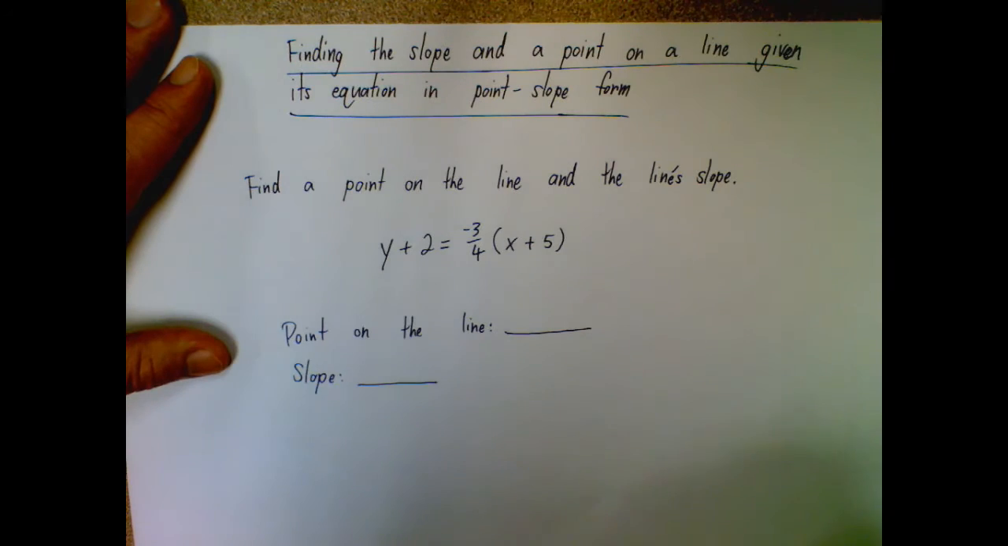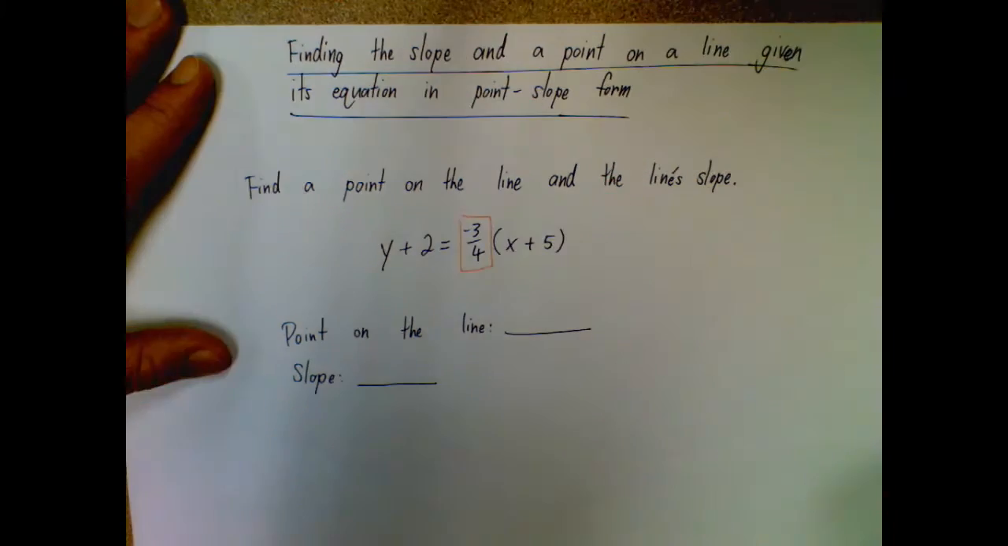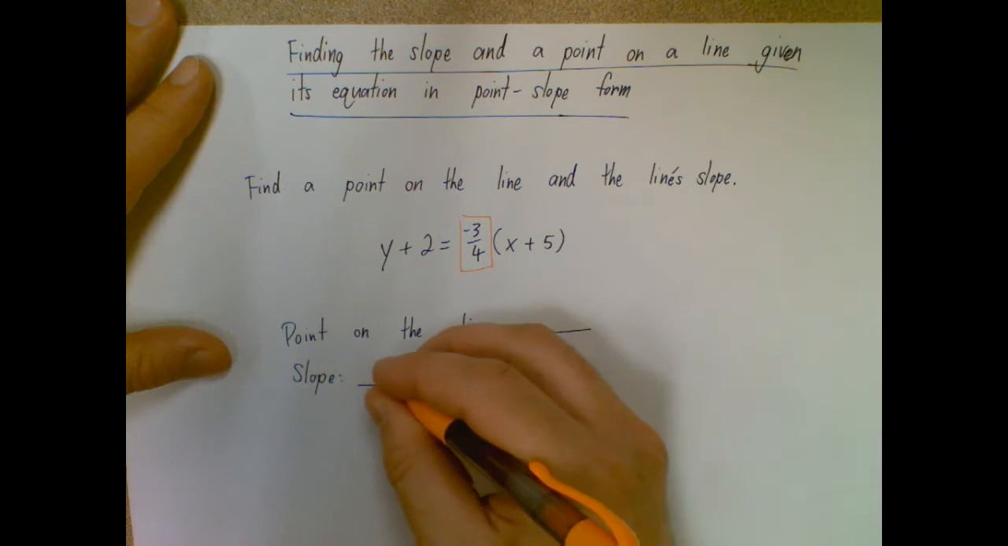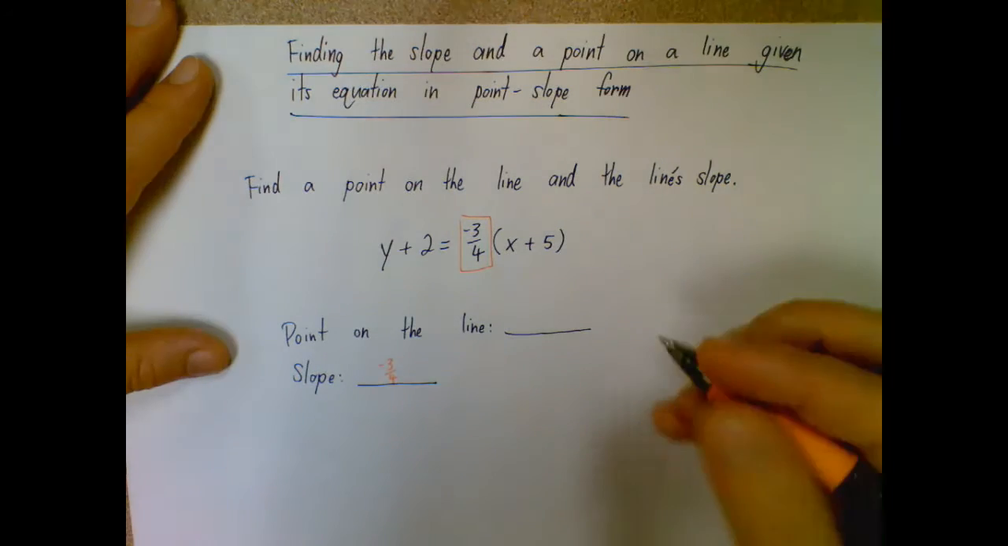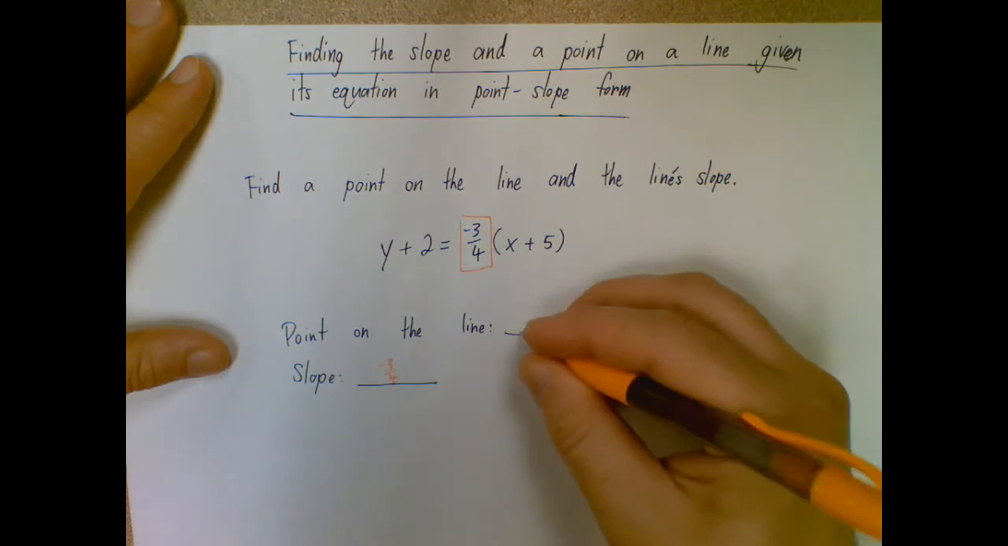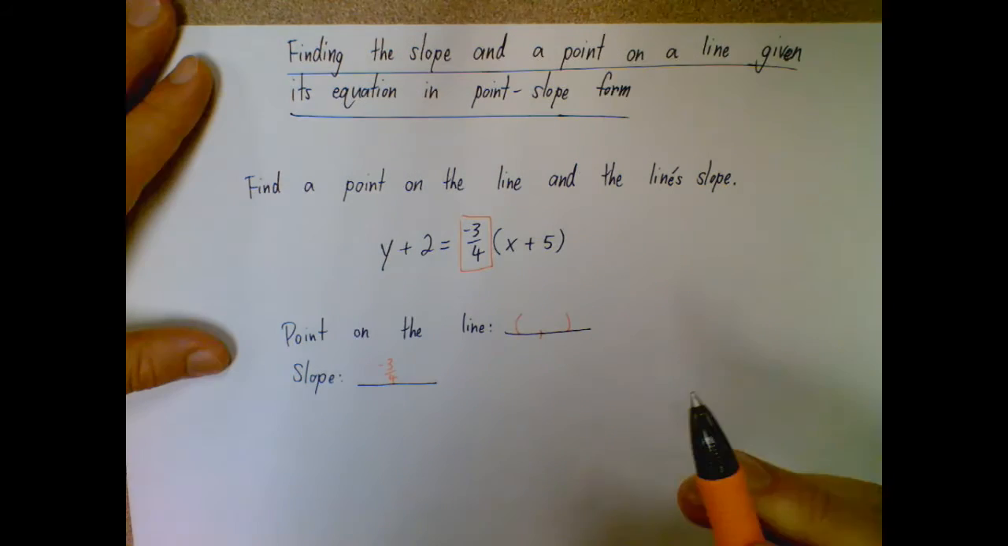So the slope is probably the easiest thing to find. That's the number in front of the parentheses on the right side there. So it's just negative 3/4 in this case. The point, on the other hand, is a little trickier. But we know it's going to be a point, so it's going to be something comma something, right?